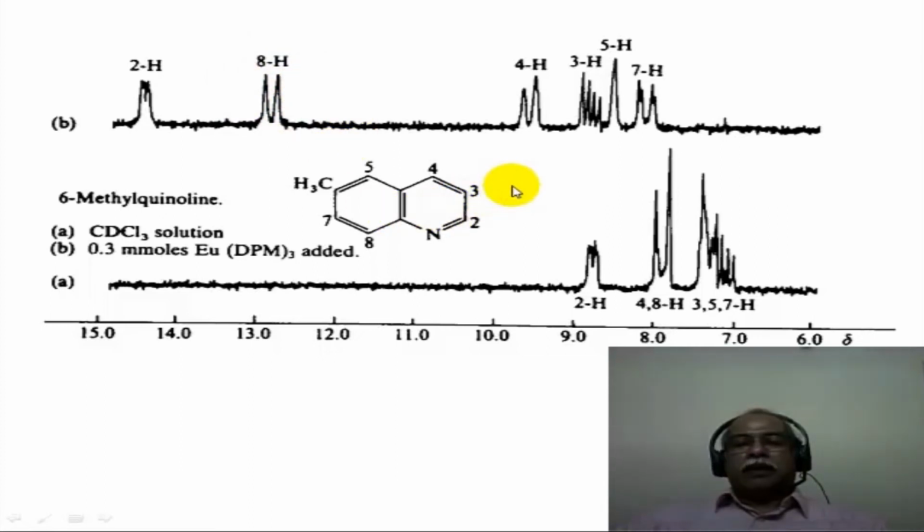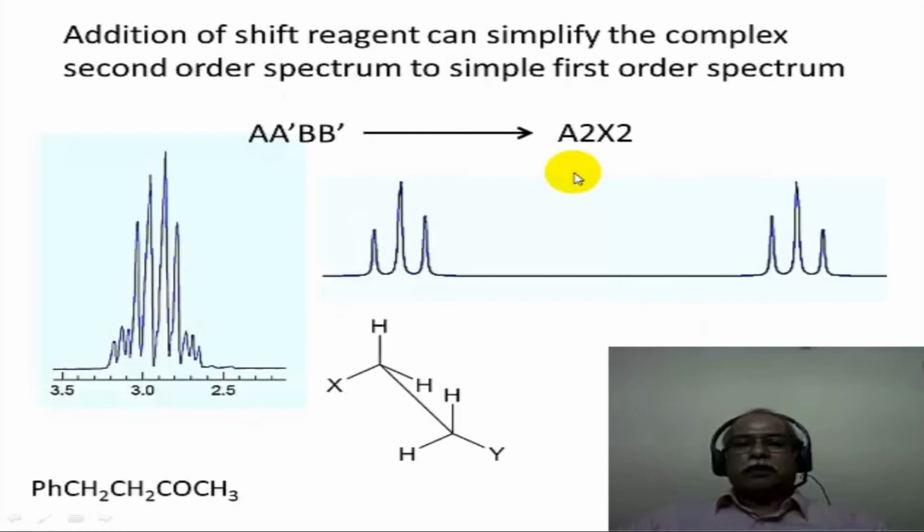One cannot obtain the chemical shift value because the induced shifts are now very different in each one of the spectra depending upon how much of the europium shift reagent is added. So the chemical shift information is not very useful. Nevertheless, one can see the multiplicity pattern emerging into a simpler multiplet pattern which is easily analyzable. So the addition of a shift reagent can actually simplify a second order spectrum to a simple first order spectrum.